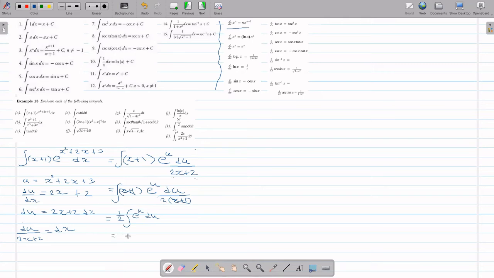e^u plus C. Okay. So integration of this is e^u plus C. u is equal to x squared plus 2x plus 3, no? So here I write x squared plus 2x plus 3, and then plus C. Okay, any questions?